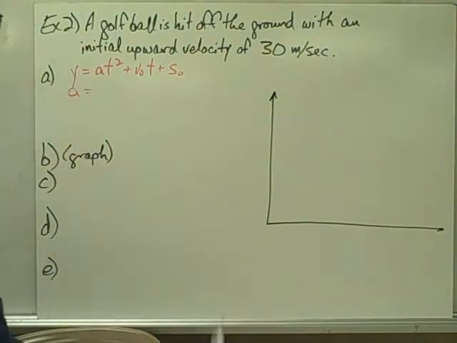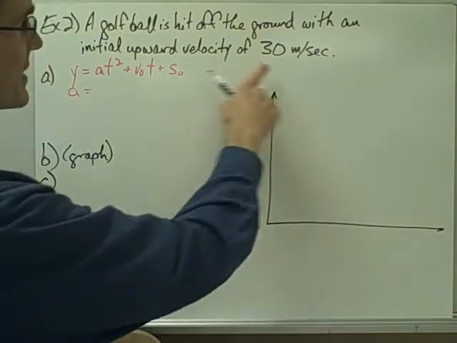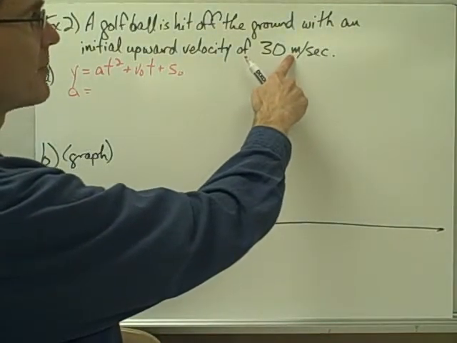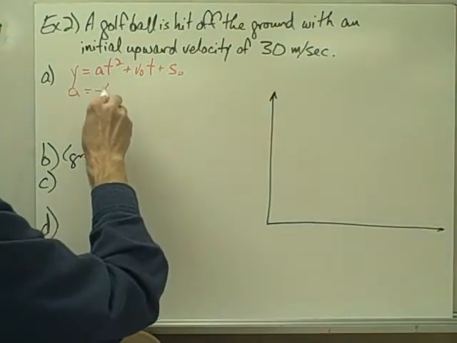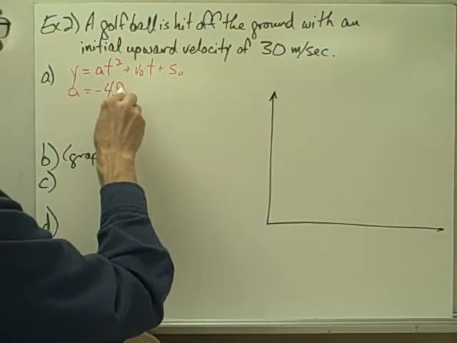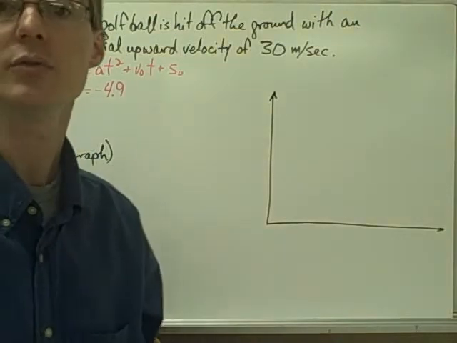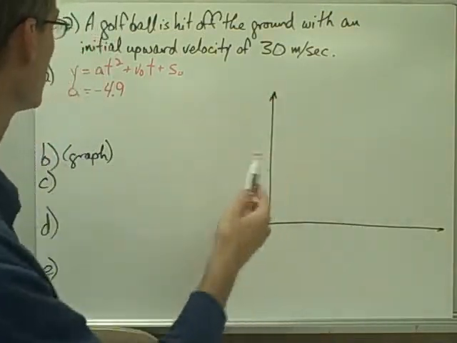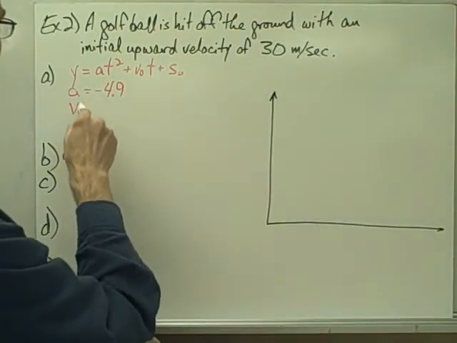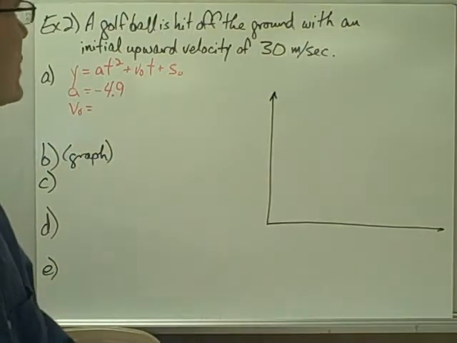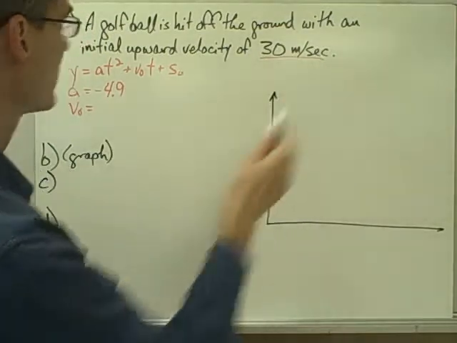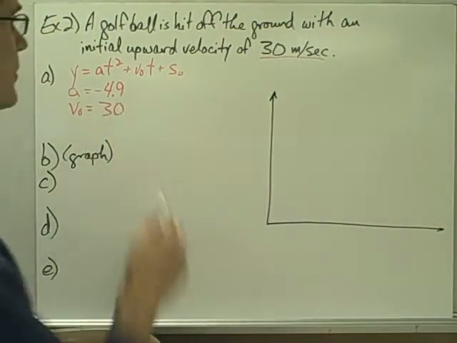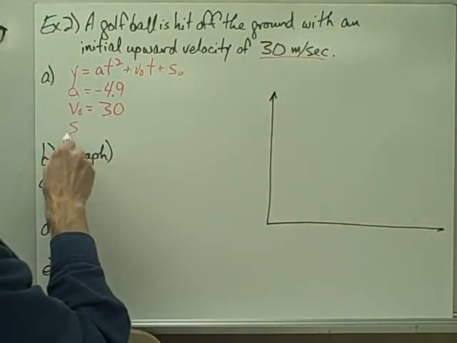So let's see, A, I remember that's my gravitational constant. Now in this case, my measurements are in meters, so my value of A is going to be negative 4.9. That's the constant that we use when we are measuring things in meters. So I know my value for A. V sub 0 is my initial upward velocity, and I'm told that the initial upward velocity of my golf ball is 30 meters per second, so V sub 0 is 30.